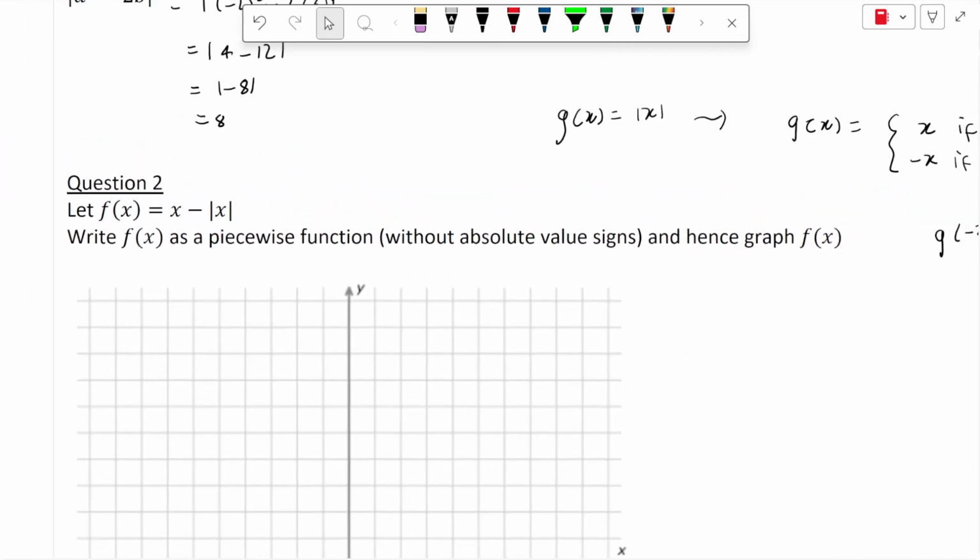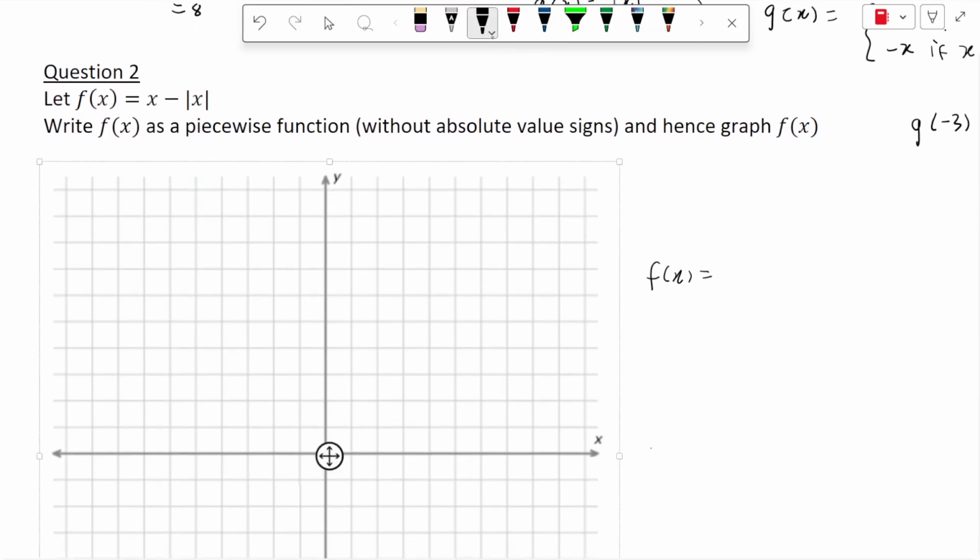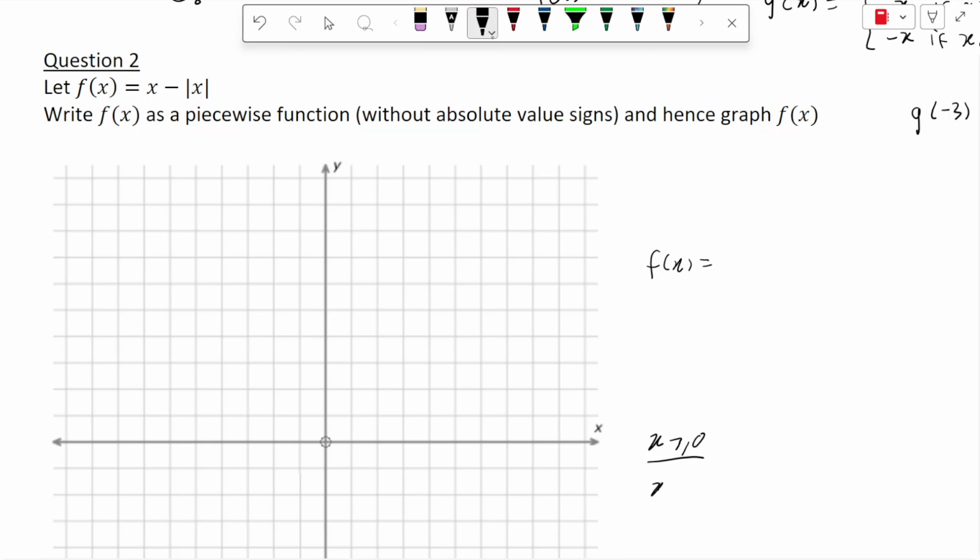So let's look at this. f of x equals, now let's think about if x is greater than or equal to 0. So it's going to become x take x, and x won't change, so you get 0. And if x is less than 0, you're going to get x take, and you need another sign because you have to flip x back to positive. So this is 2x, just like that.